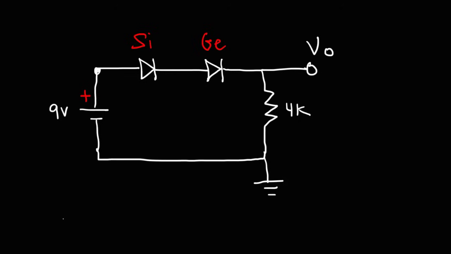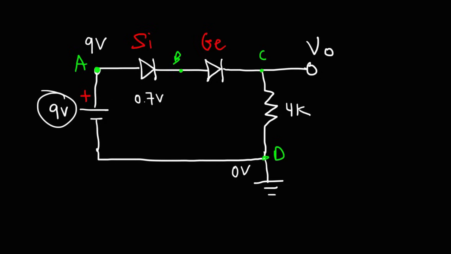Now let's work on another problem. Go ahead and calculate the output voltage and the current flowing through the 4 kilo ohm resistor. So first, let's identify the different points in the circuit. Let's call this point A, point B, point C, and point D. So the ground is at a potential of 0. The potential at point A with respect to the ground is 9 volts. In order to activate the silicon diode, we need a voltage drop of 0.7.